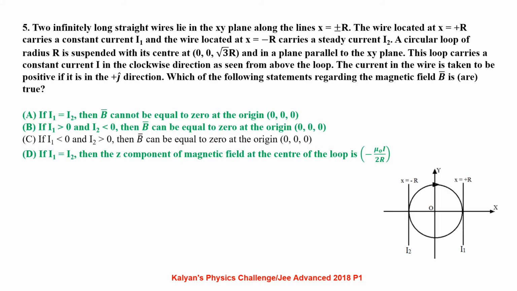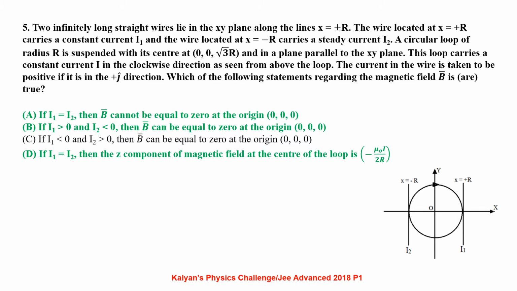Two infinitely long straight wires lie in the xy plane along the lines x equal to plus or minus R. The wire located at x equal to plus R carries a constant current I1 and the wire located at x equal to minus R carries a steady current I2. A circular loop of radius R is suspended with its center at (0, 0, root 3 R) and in a plane parallel to the xy plane. This loop carries a constant current I in the clockwise direction as seen from above. The current in the wire is taken to be positive if it is in plus j direction.